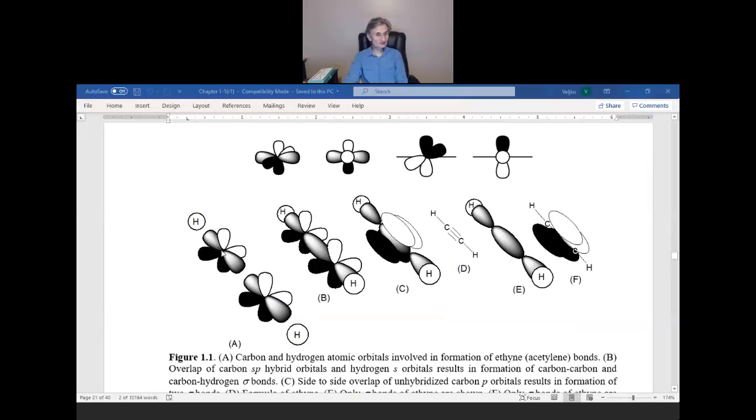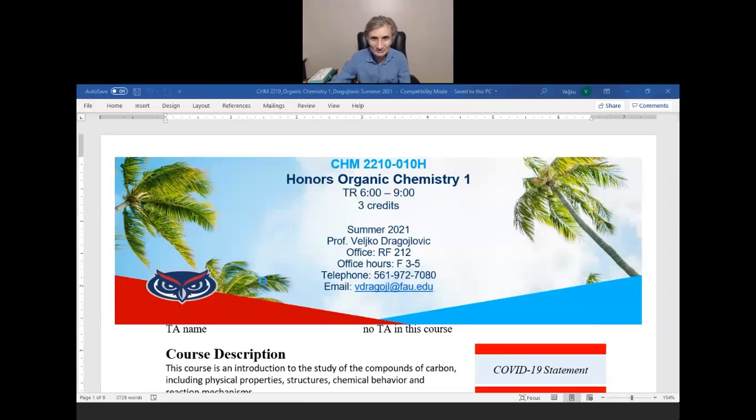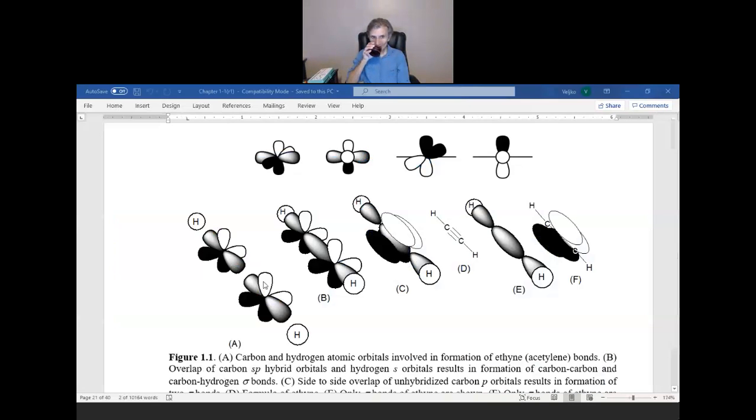So two sp hybridized carbons bond. I'm again losing the picture. I don't know why. I don't know if you're losing it, but I'm going to stop until it comes back. Okay, it's back.